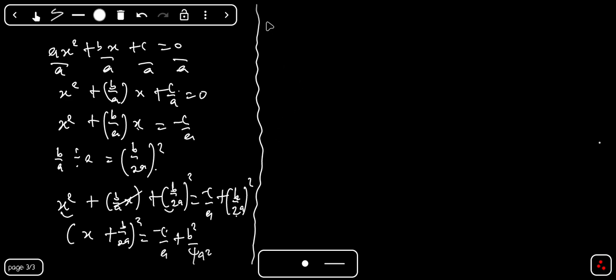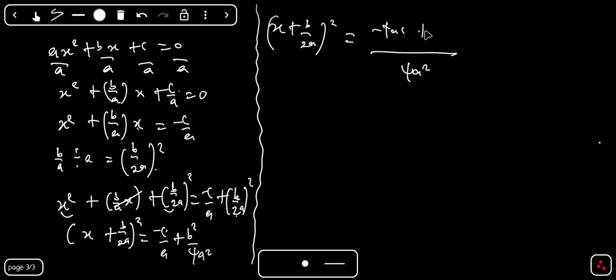Now, this is what we are going to do next. We are going to have x plus b over 2a raised to the power of 2 is equal to, I'll take the LCM here, which is 4a squared. Then that will be minus 4ac plus b squared. So you can write this as x plus b over 2a raised to the power of 2 is equal to b squared minus 4ac, then everything over 4a squared here.